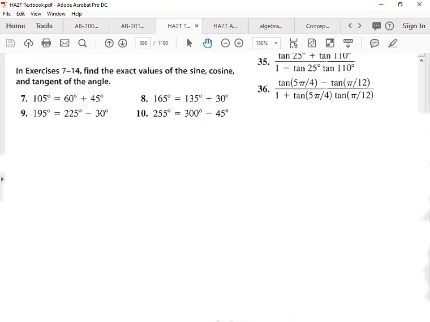The sum and the difference formulas, you know? So the first thing you gotta do... I'm just joking. Okay, we got 195.